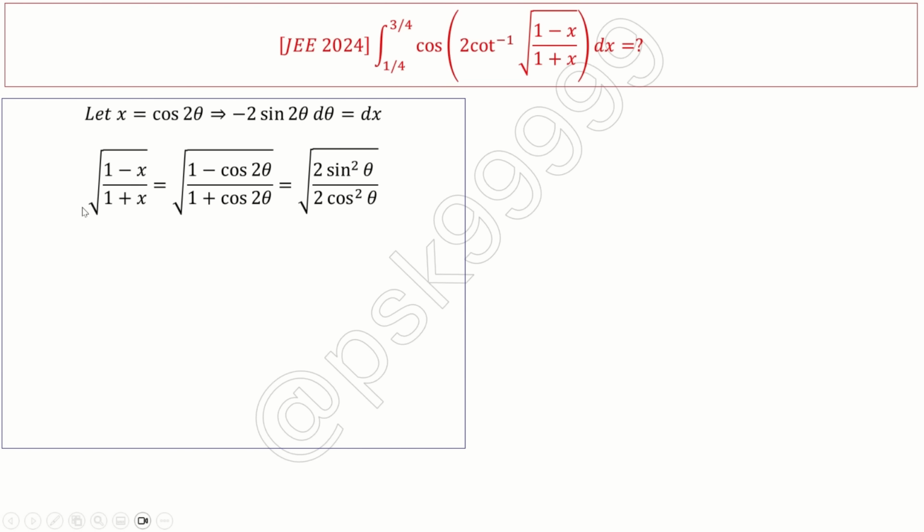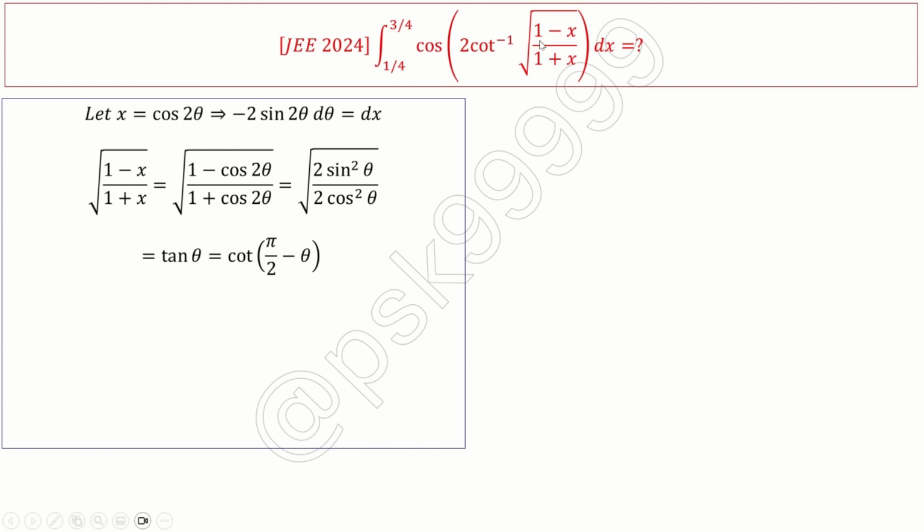Okay, so now square root of (1 minus x) by (1 plus x) is nothing but square root of (1 minus cos 2 theta) by (1 plus cos 2 theta), which is nothing but square root of 2 sin square theta by 2 cos square theta. This is nothing but tan theta, correct? Tan theta, I can write it as cot of pi by 2 minus theta. So I am expressing this one as cot of pi by 2 minus theta, right?